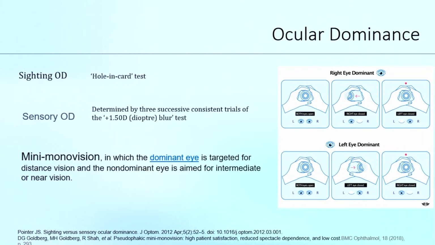So it's a sighting test or sensory test. A sighting test is the hole in the card test, where you can give a card with a hole, or you can also ask them to clutch their hands together and then ask them to see through it. Whichever eye they are using, that's the dominant eye. Or you can also use the blur test, like plus 1.5 diopter in both the eyes. Whichever eye is worse, then probably that's the dominant eye.